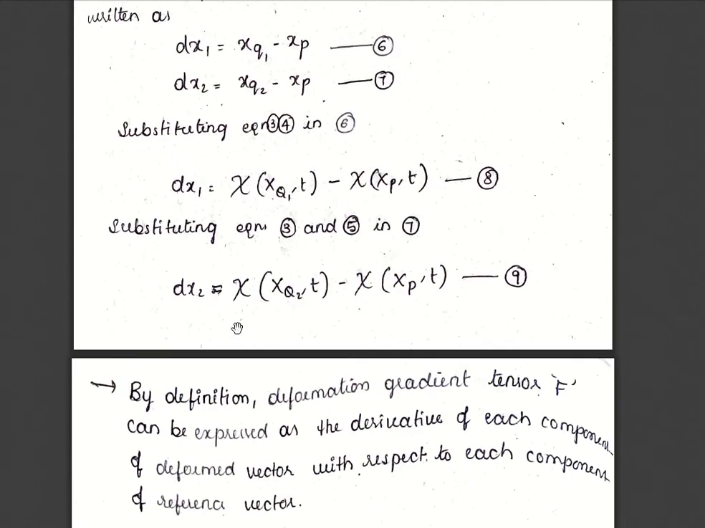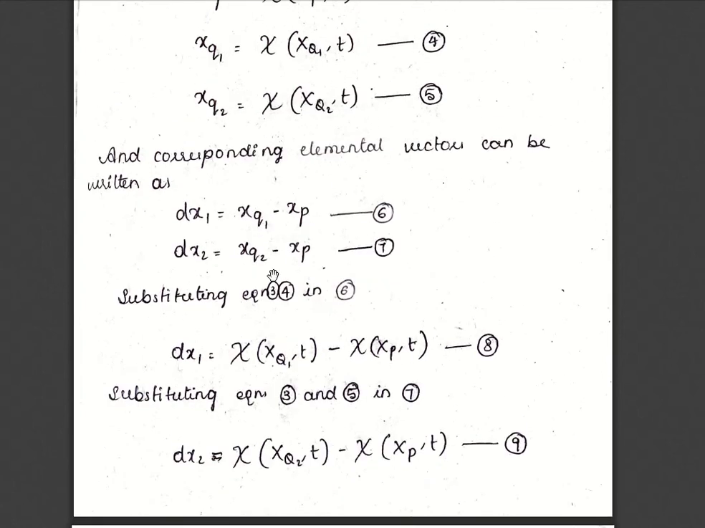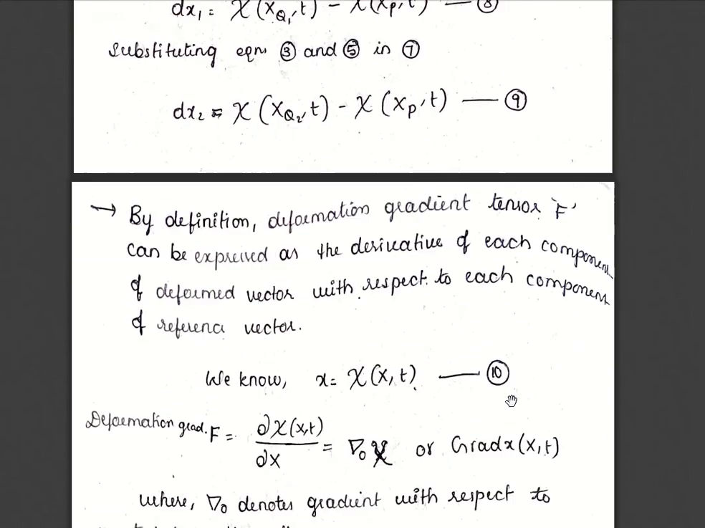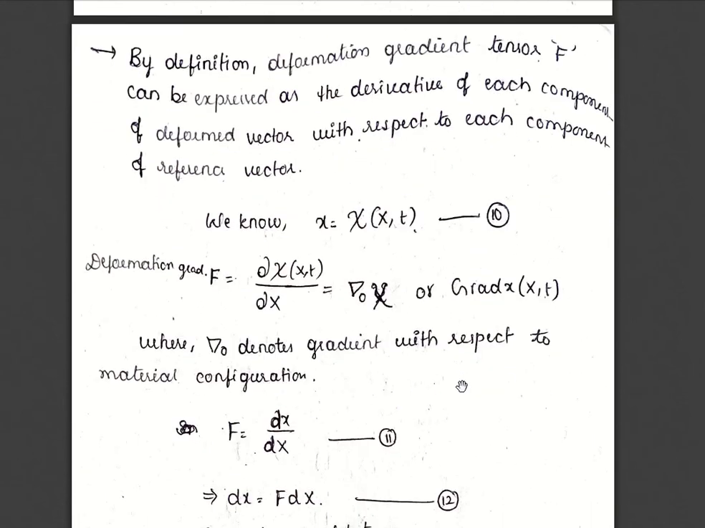So that is just a representation. And here also in the same manner, for dx2 we are substituting this xq2 value here, we'll get this, and xp value, which is this, substituted here, and take it as equation number 9. So by definition, the deformation gradient tensor F can be expressed as the derivative of each component of the deformed vector with respect to each component in the reference vector. So this is the one.